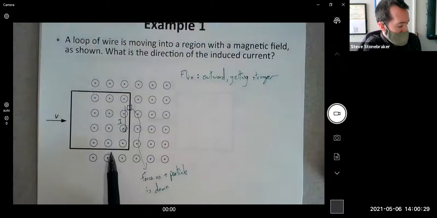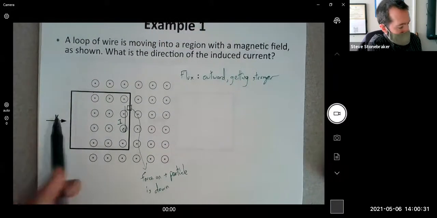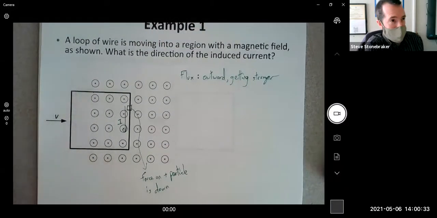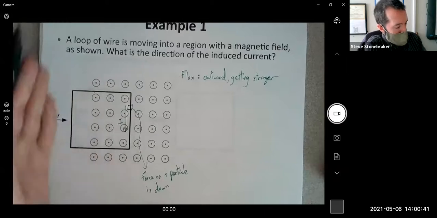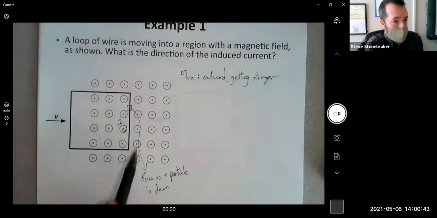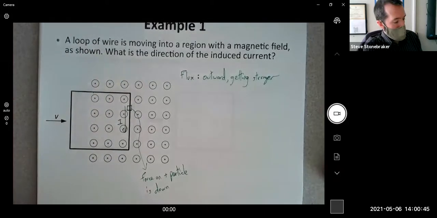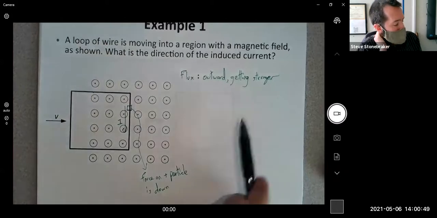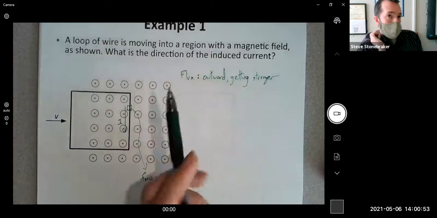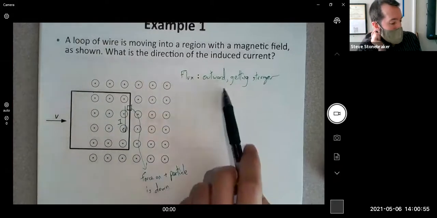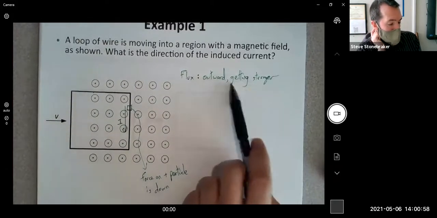Because in the moment that I've got it drawn, I could just count the dots basically. So the flux is 12 or something at this moment, because there's 12 dots inside. But if we wait a few seconds and the loop moves further in, there's going to be more dots. So it's going to increase to 16 or something like that. So the change in the flux, delta phi over delta t, is positive.